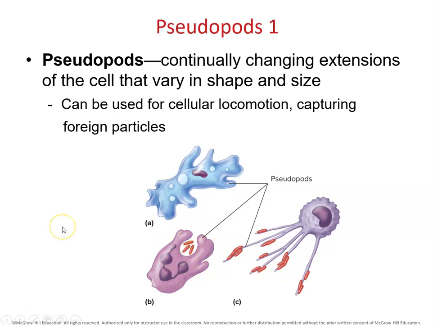So that's a quick overview of the plasma membrane and some of the proteins that extend through the plasma membrane, with a closer look at secondary messenger systems. And finally, some of the different projections we can have from the cell surface.